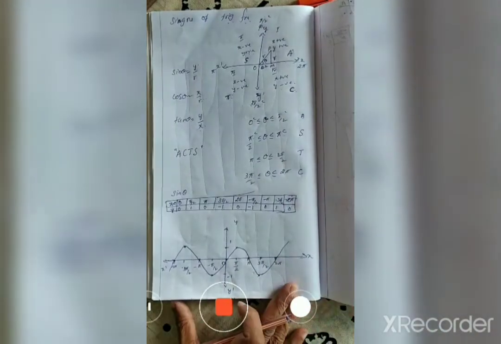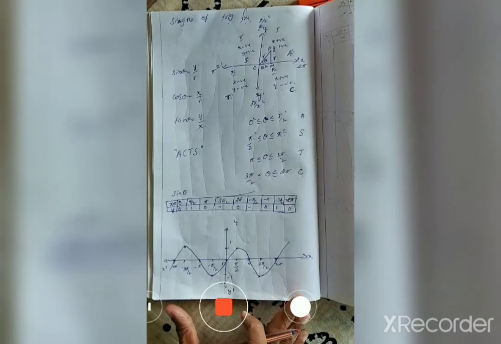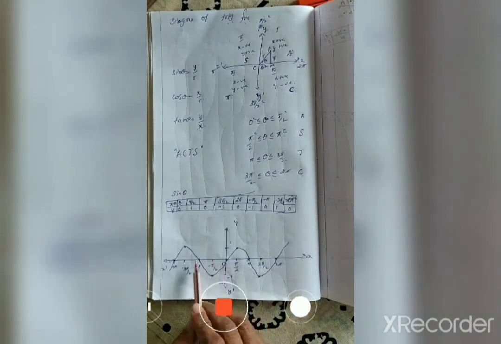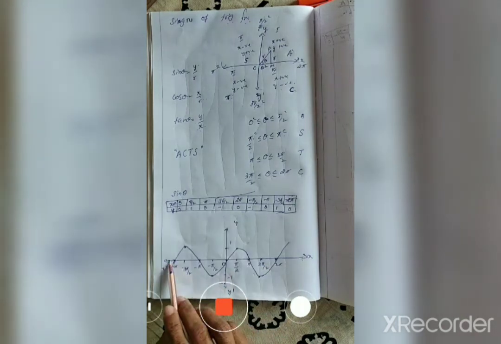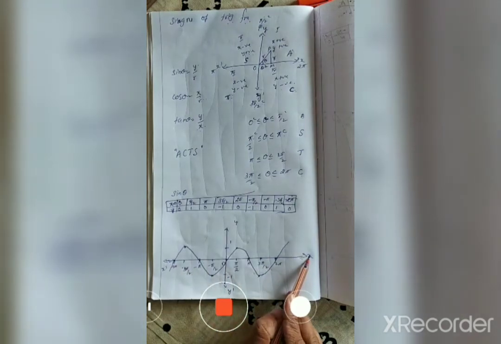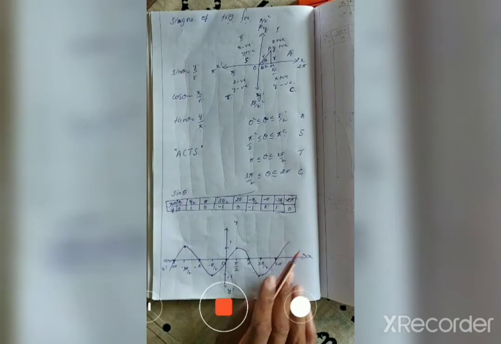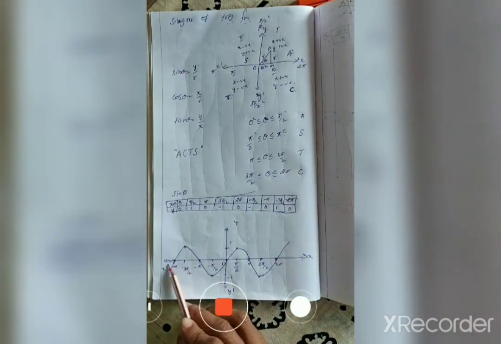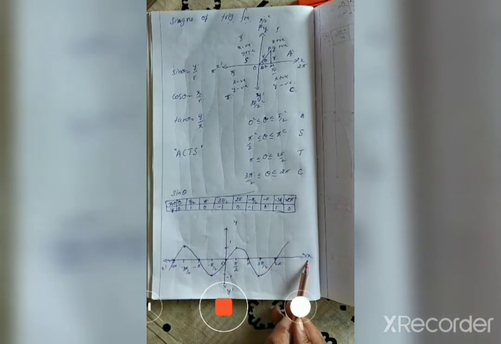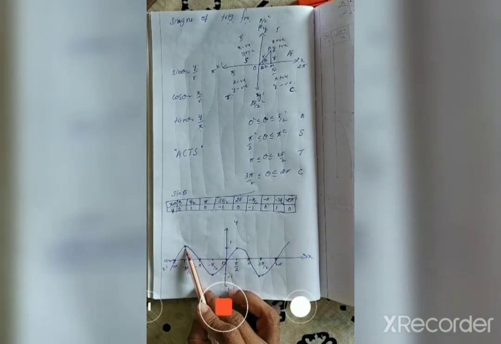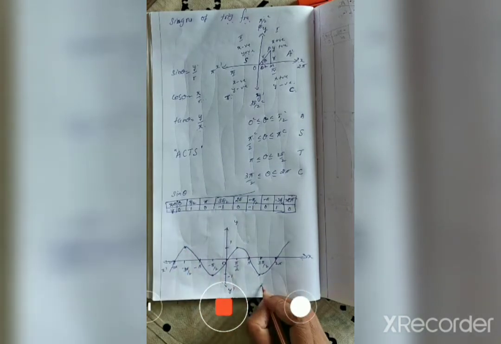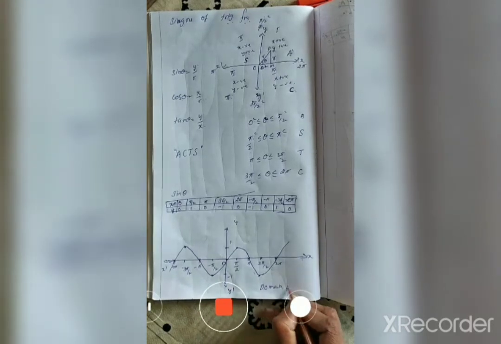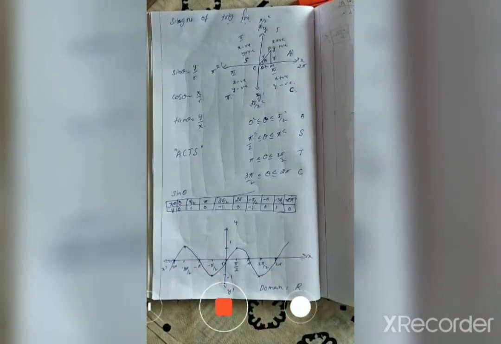What is the domain of the sine function? What do you mean by domain? Domain means the set of all x values. What are the values of x? The values of x continue for all the values on the x-axis. It has values on the y-axis. That means for all real numbers, the images exist. So the domain of the sine function is the set of all real numbers, R.